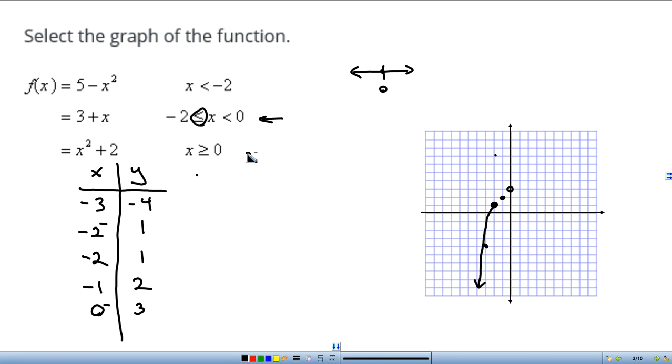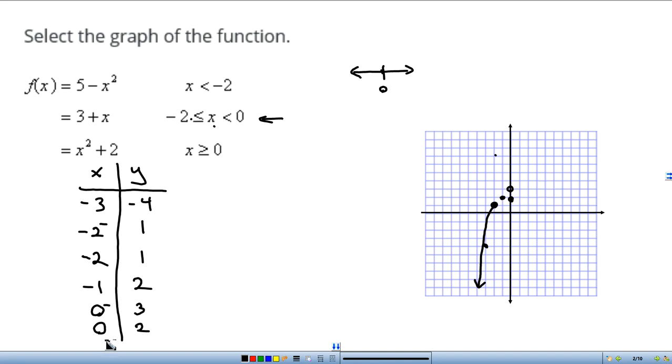Now, I'm going to right here plug in the bottom one exactly at 0. So if I plug in 0, I get 2. Now that's going to be a closed circle because I'm allowed to plug in 0. So this takes on the value of 0. This doesn't. This is just close to 0. Okay?